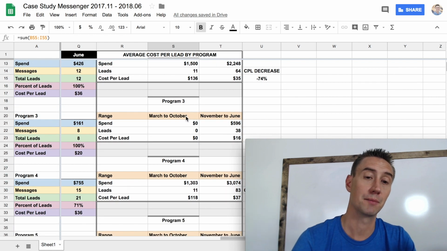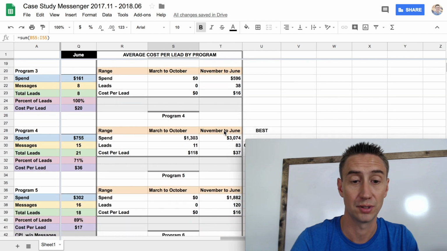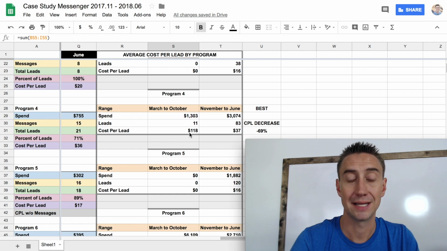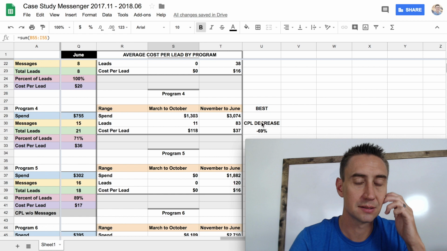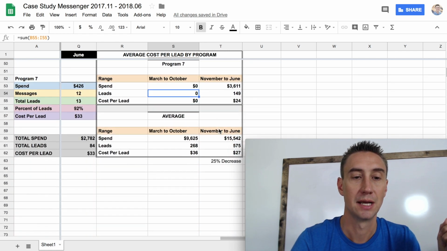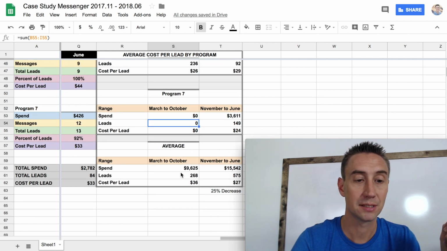The third program we weren't running with traditional ads, and then we just ran Messenger, $16 cost per lead. That's really low for this company. March to October, 118 down to 37, still a large decrease. One of the best, 69%. And then $16 and $29. And then as we go down to the bottom here, it's aggregated. So we basically have this number, 96.25 is the total spend.